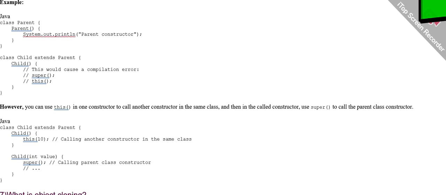Conflicting purposes. this() is used to call another constructor within the same class, while super() is used to call a constructor from the parent class. These actions are mutually exclusive.